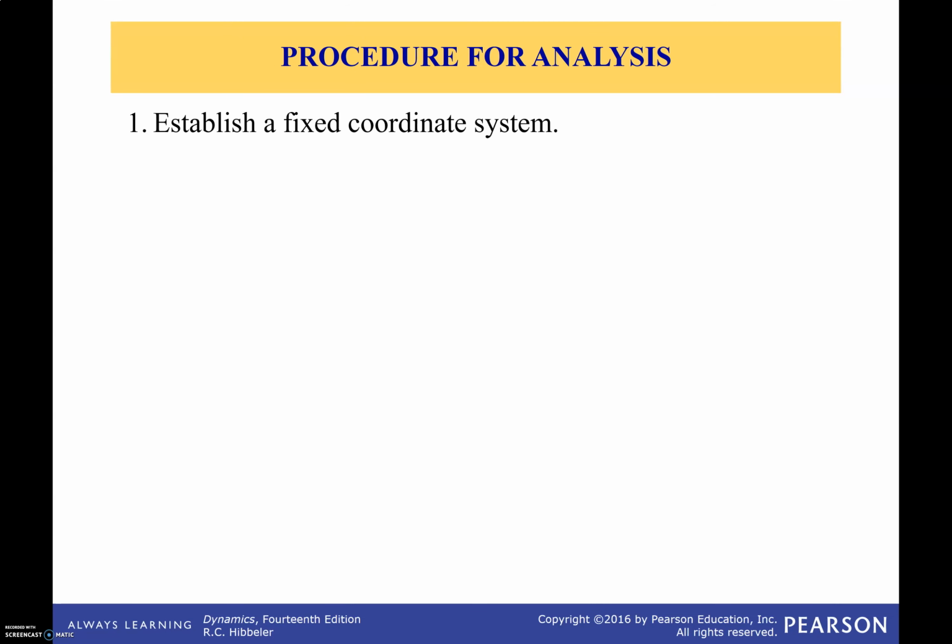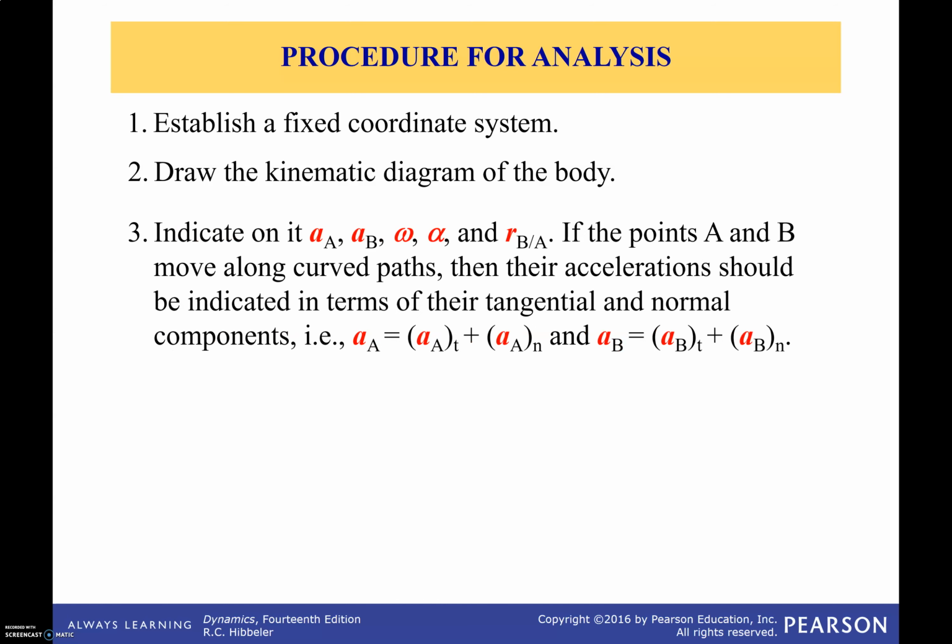So how do we solve this type of problem? Establish a coordinate system. It's nice to draw a picture with all the important kinematic properties, and in your picture you should indicate your point A and your point B, if you label them that way. Indicate the acceleration of A, the acceleration of B, the angular velocity, the angular acceleration, and the vector from A to B.